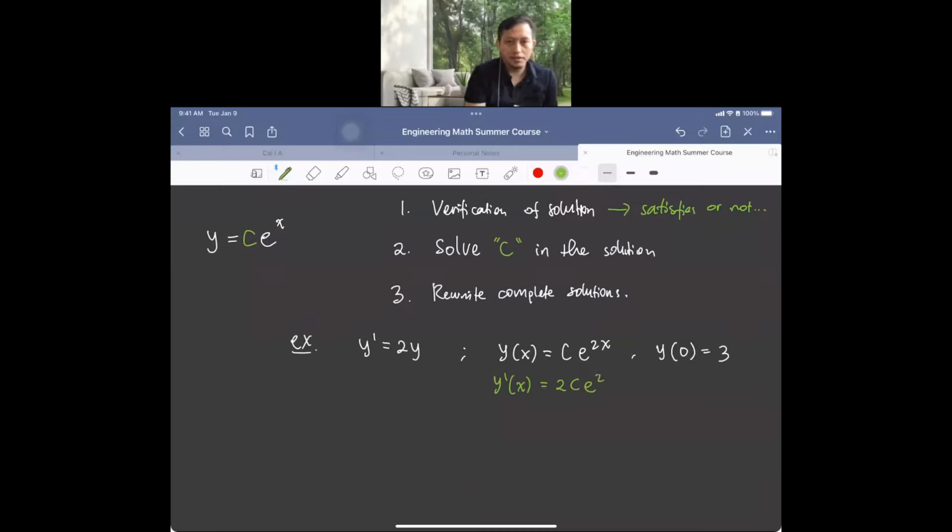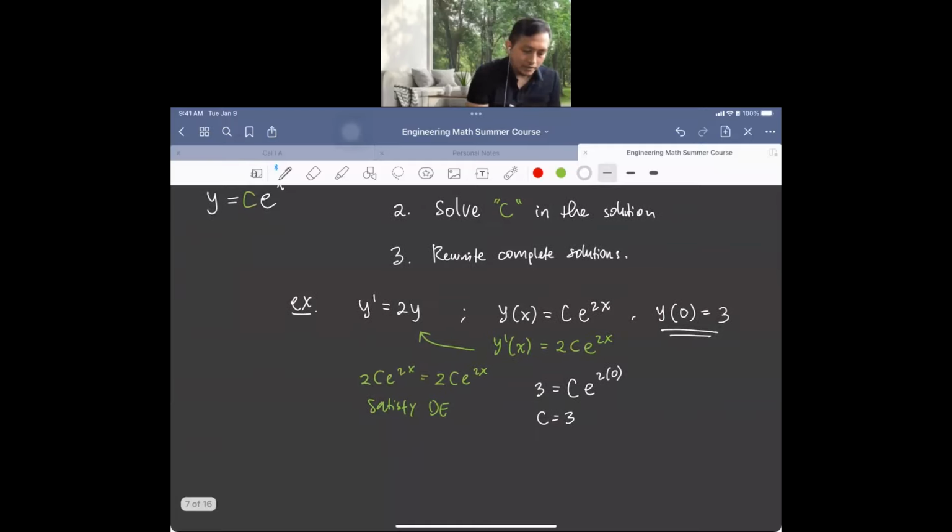So we take derivatives. Okay, that's the answer. And then we substitute, and I think it's true that this will be equal to, so it satisfies our differential equation, right? And now from our initial condition, we can write that it will be equal to 3. So our constant is 3. So our y of x becomes 3 e to the power of 2x. So that's how we are going to solve the initial value problem.